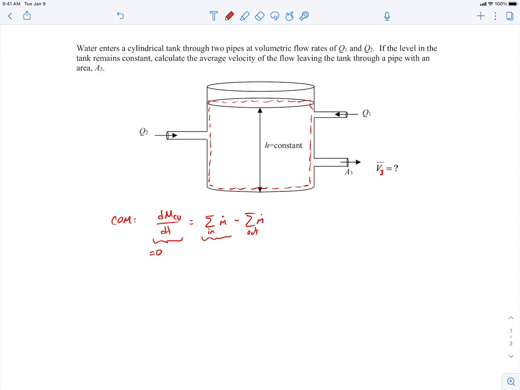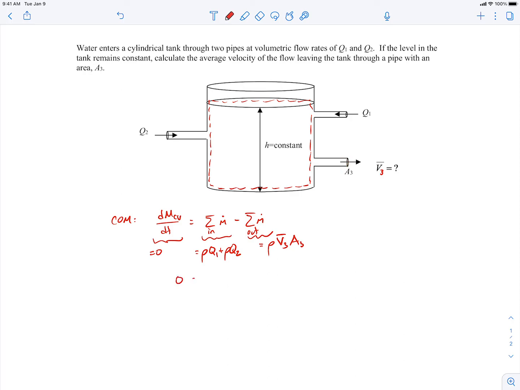Now as far as the mass flow rate coming in, we have mass coming in two spots, here and here. And these are volumetric flow rates, so it's the volume per unit time. It would be like cubic meters per second, for example. So to get a mass flow rate, we would multiply those by the density of water. So it'd be the density of water times Q1 plus the density of water times Q2 for the mass flow rates coming in. And as far as the mass flow rate going out, that would be equal to the density of the water times the average velocity where it's going out times the area through which it's flowing. So that's how you calculate a mass flow rate, just a density times the average velocity perpendicular to the pipe times the cross-sectional area of the pipe, A3.